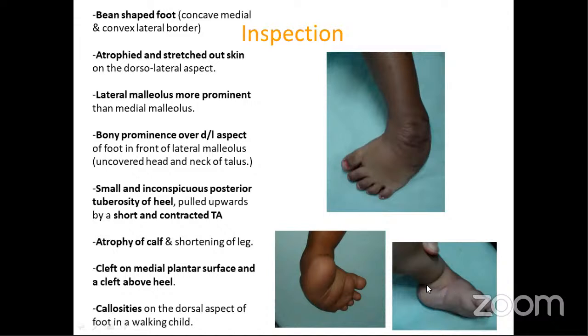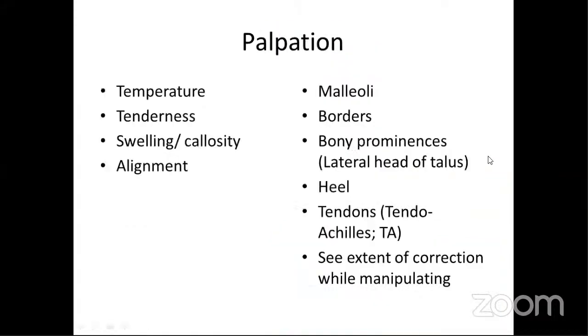The medial border is concave. You can see cavus. You will see two clefts, two creases, one deep crease over here and another deep crease just above the posterior aspect of the heel. Now, the presence of these creases is pathognomonic of idiopathic clubfoot. Therefore, you must look for these creases. If the patient is in walking age, you must look for callosity. Now, inspection is followed by palpation.